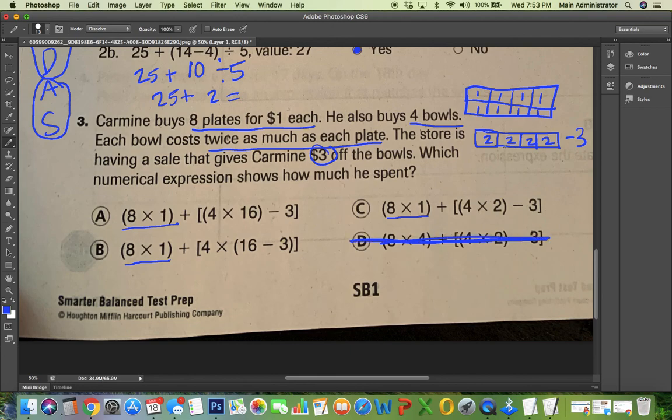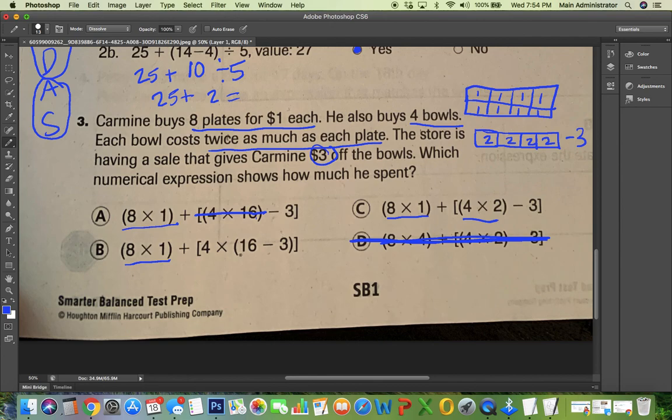All right. Next thing I'm looking at is 4 bowls for $2 each. This one says 4 bowls for $16. That doesn't make sense to me, so no. This says 4 bowls for 16. Well, I'm not sure about that. This says 4 bowls, $2 each. Cool, keeping that. Then subtract the 3. This looks nice to me.